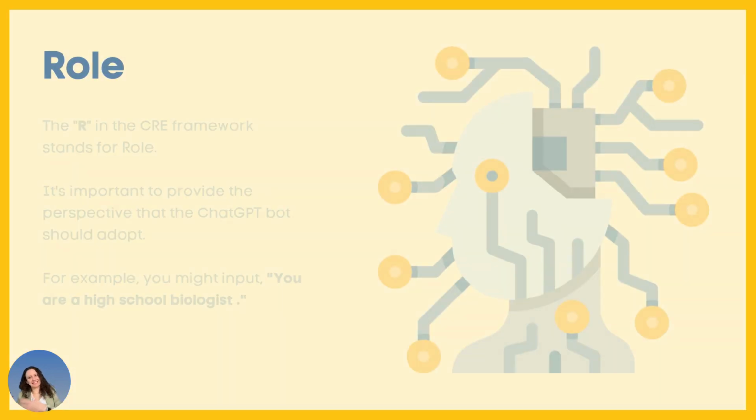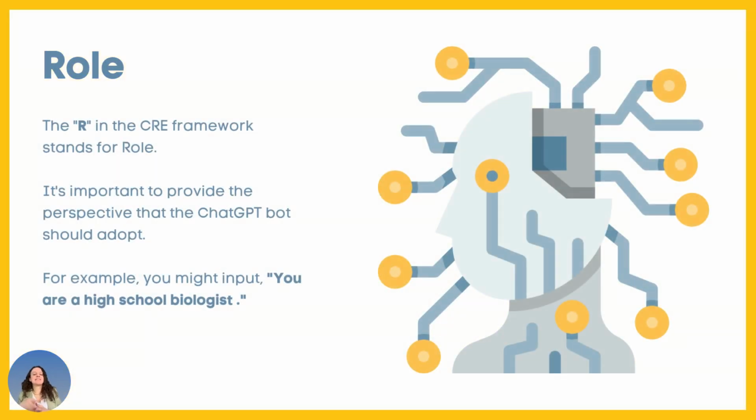After you set the setting, R stands for role. Specify the role you want AI to take. For instance, you are a high school biologist, you are a high school teacher, you are a university instructor, you are a linguist. This sets the perspective for the response. For example, when you ask the same question but you change the role, your answers will change as well.